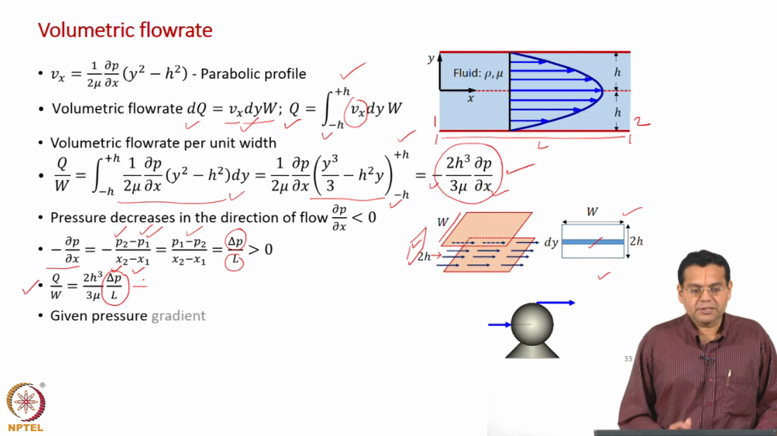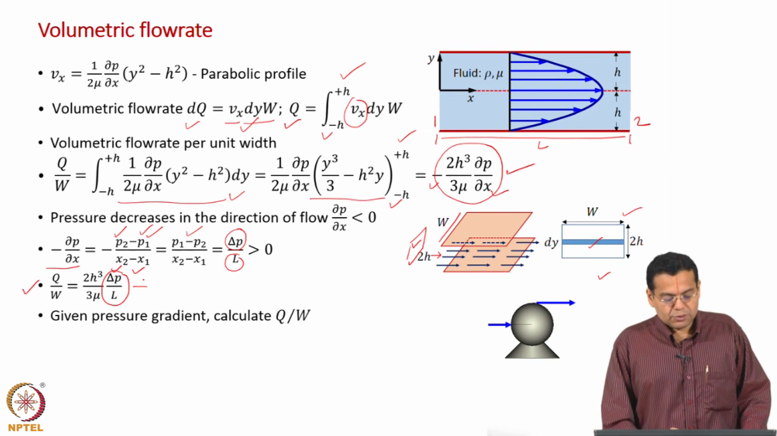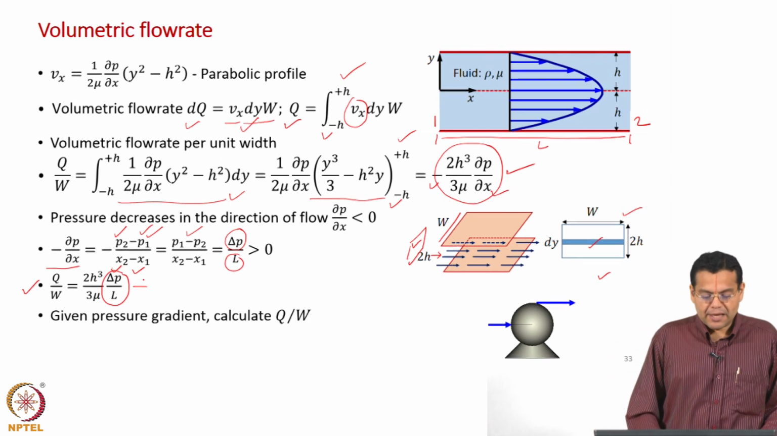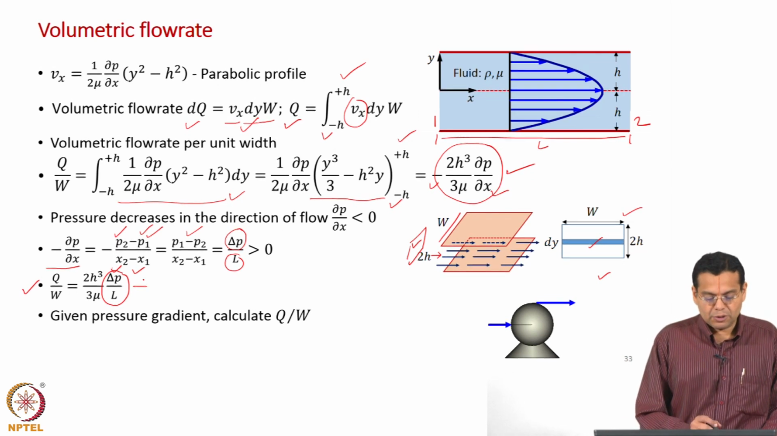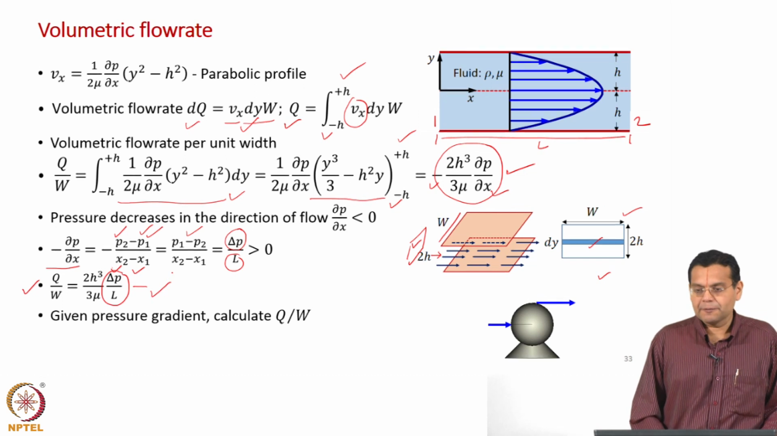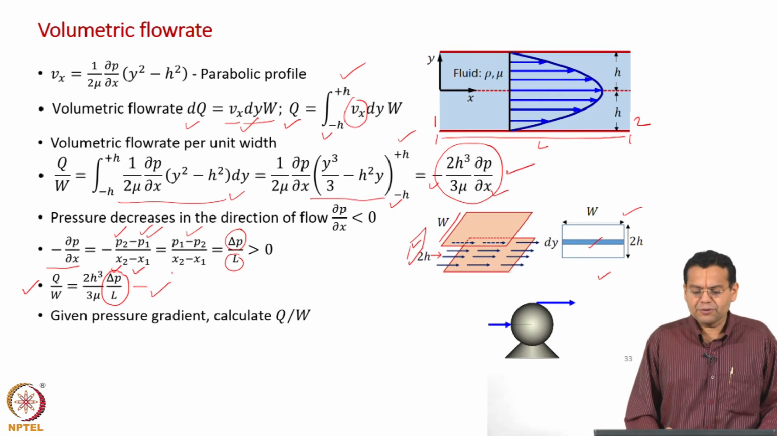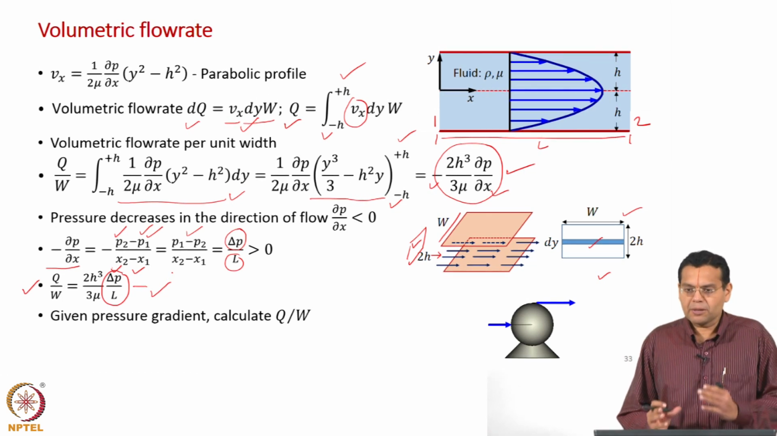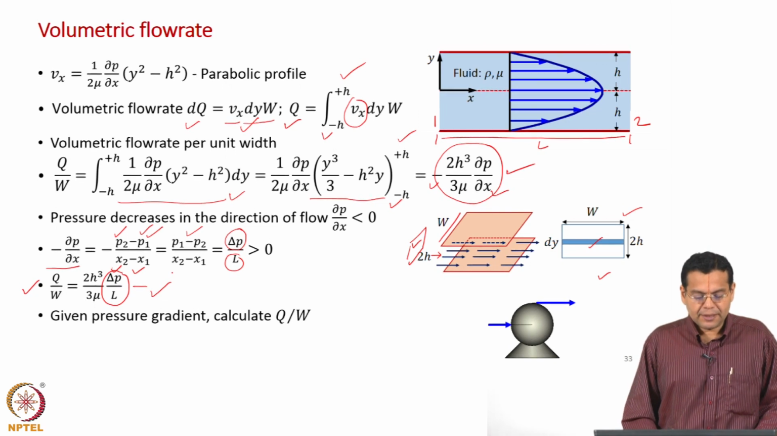Now, what is the use of this equation? Two ways of looking at it. I have always been telling that we are given the pressure gradient. So if the pressure gradient is given, or putting it the other way, if you tell me the allowable pressure drop, then I can calculate the flow rate that can be pumped, flow rate per unit width.